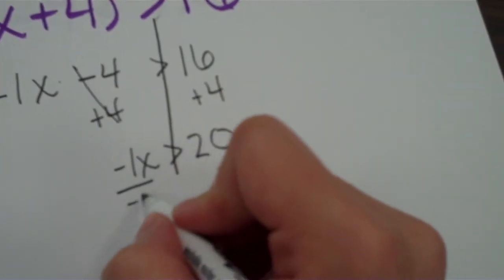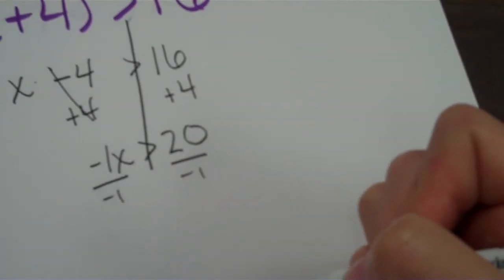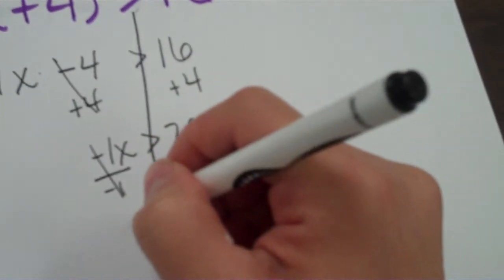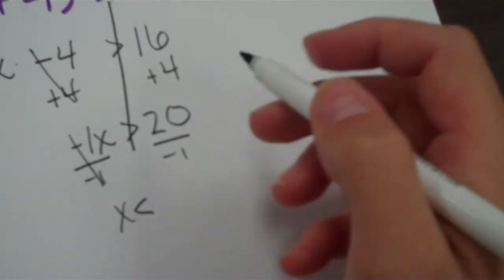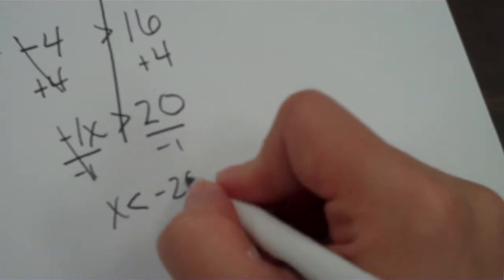And then we divide by -1. Okay, this goes away. I'm left with x. Do I flip my sign? And you should say yes, because your best friend was negative. And 20 divided by -1, just to let you know, is -20. Okay?